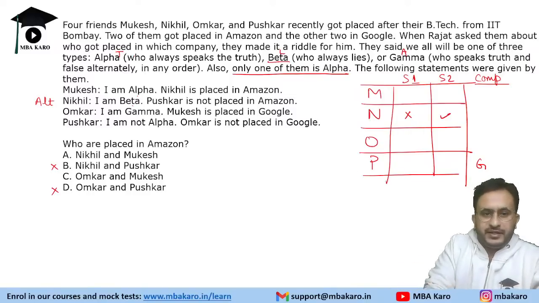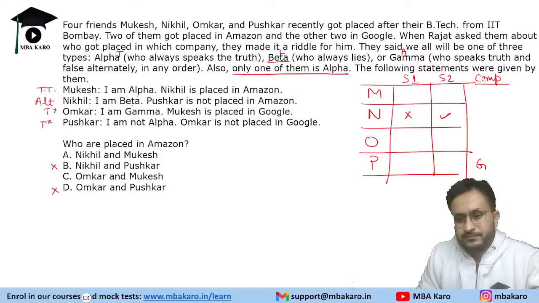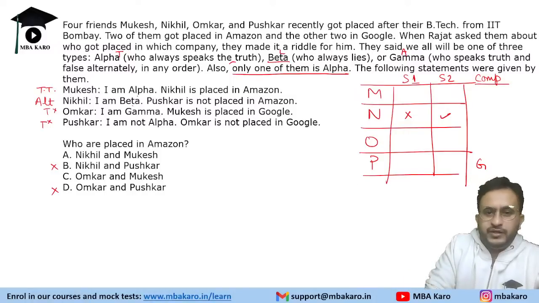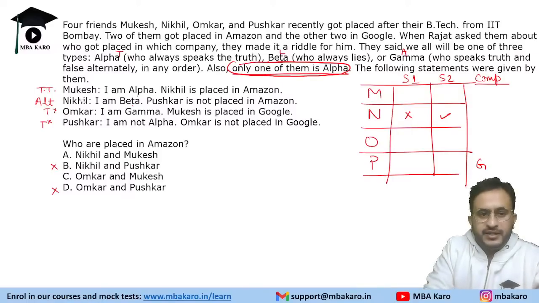We need to find a truth teller also. So ये truth teller तो नहीं है. ठीक है. A truth teller will not say that I am gamma. So ये भी truth teller नहीं है. So there is only one truth teller, that is Mukesh. And we are given that only one truth teller is there. One of them is alpha. Alpha means a truth teller. So only one truth teller will be there, that is Mukesh.